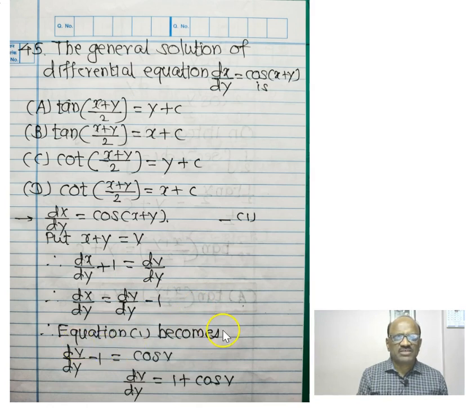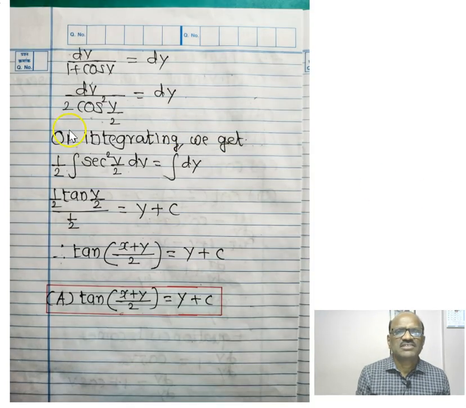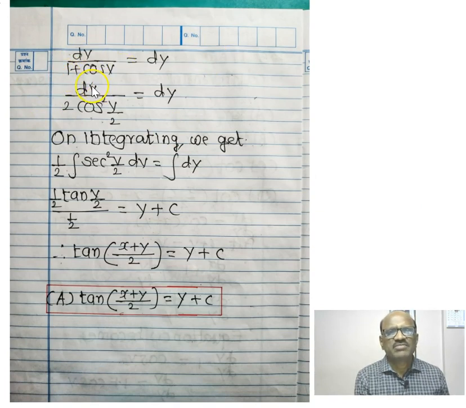Therefore the equation becomes, substituting the value, dv upon dy minus 1 equals cos v. Now taking minus 1 to the right hand side, it becomes 1 plus cos v. Therefore dv upon dy equals 1 plus cos v. What is the value of 1 plus cos v? That is 2 cos square v by 2. Now separate the variables, that is dv upon 1 plus cos v equals dy. Therefore dv upon 2 cos square v by 2 equals dy.